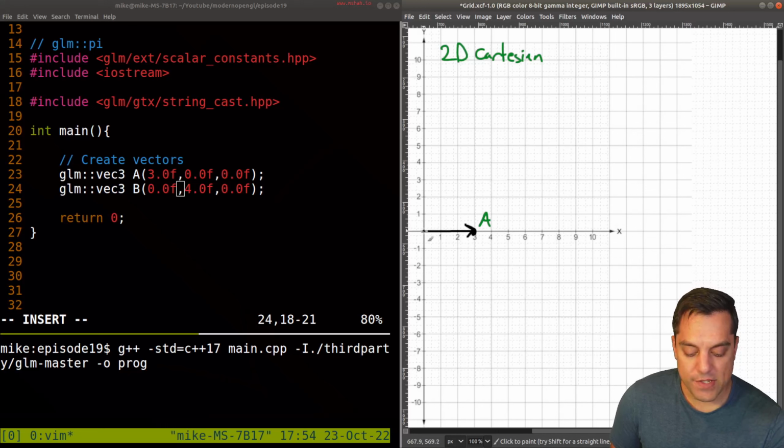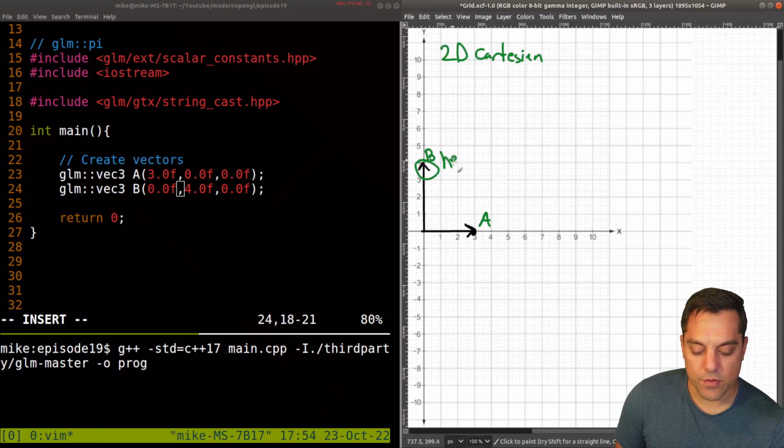Then let me do the same for our vector B here, and I'll try to, again, get this as close as possible. So I'll label this here with B. Okay, and you'll notice again that we have this arrow here, which is the head of our vector. Let's label these. And for both of them, this is the tail of the vector.